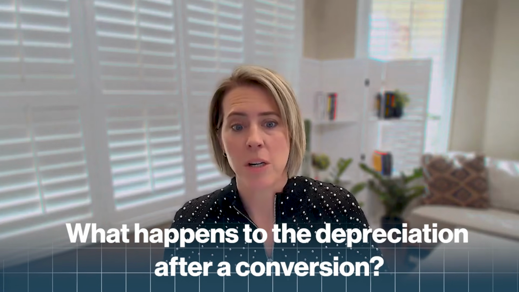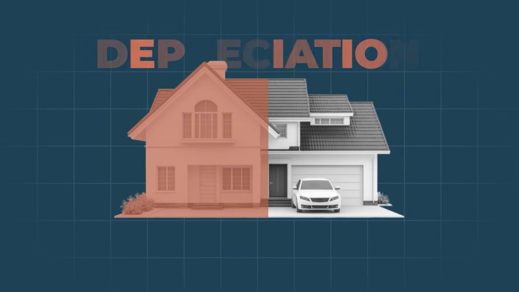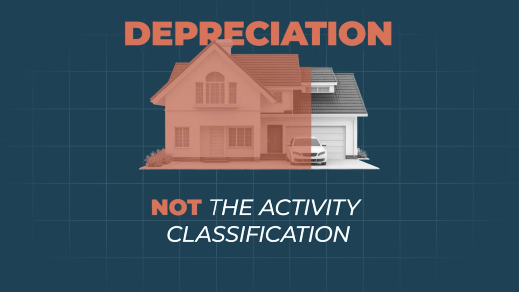So the next section is what happens to the depreciation after a conversion. The depreciation follows the property, not the activity classification. If you completed a cost segregation study during the short-term rental phase, the reclassified assets keep the same useful lives. Depreciation continues on the same MACRS schedule. That's the type of depreciation. You do not restart depreciation. You do not change the class life. You simply continue taking the remaining depreciation each year.